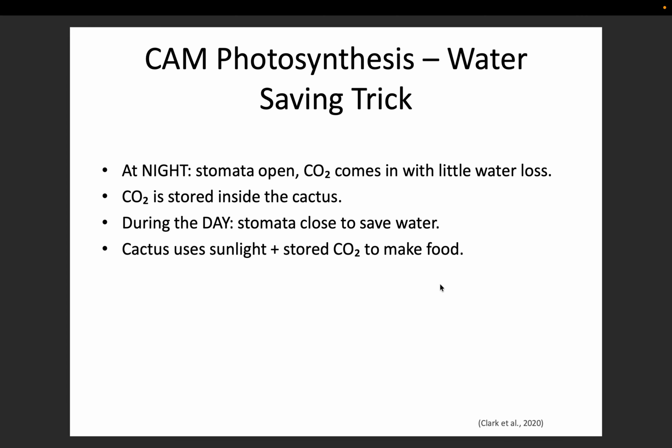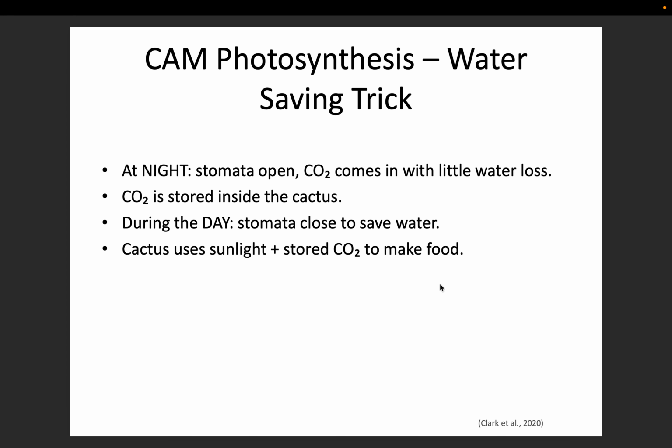Let me explain how CAM photosynthesis works. It's really clever. At night, the desert is cool, so the cactus opens those tiny pores to let carbon dioxide come in, and because it's cool outside, very little water is lost. The cactus takes the carbon dioxide and stores it inside. Okay, during the day, the sun is very hot.